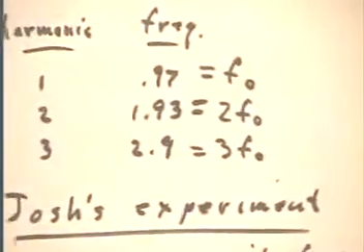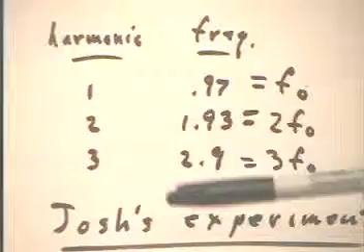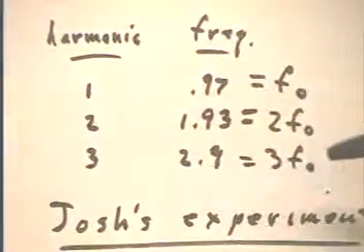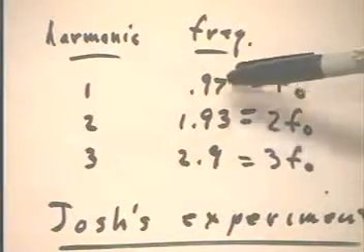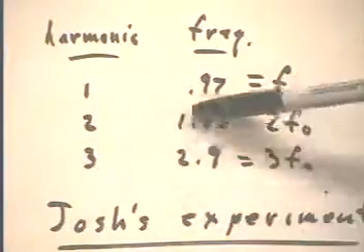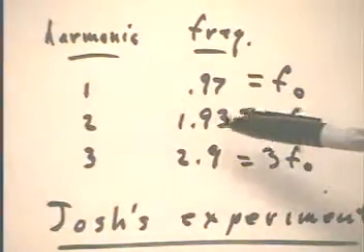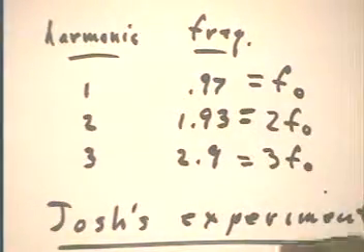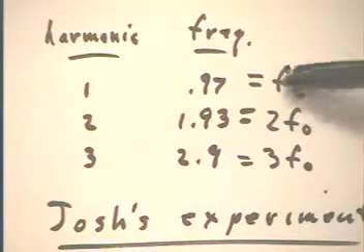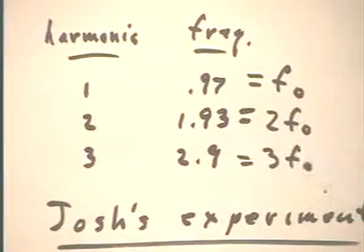If we match the harmonics of the string to the frequencies, the first harmonic, or the fundamental, we found had a frequency of 0.97 per second. We call that F0. The second, 1.93. The third, 2.9. We see that these two frequencies are simply integer multiples of the fundamental frequency. This one being twice the fundamental, this one being 3 times the fundamental.